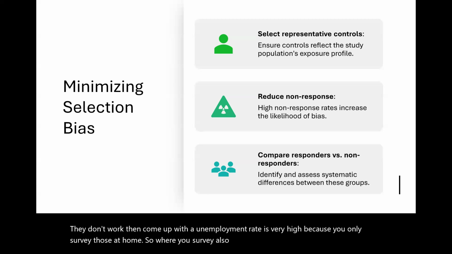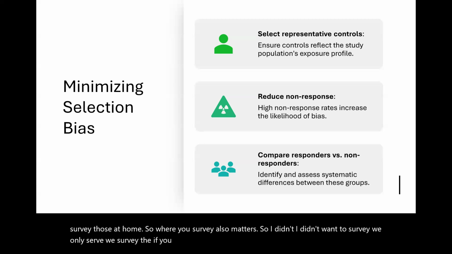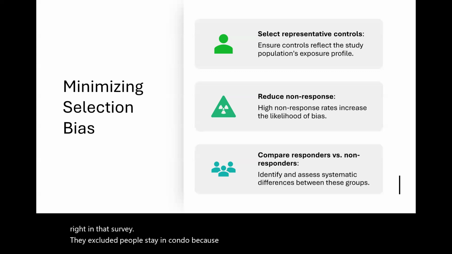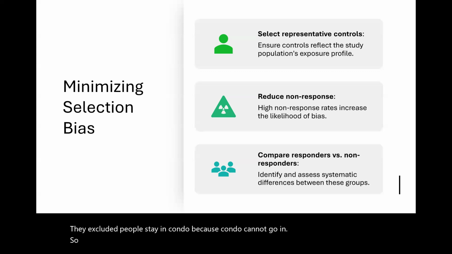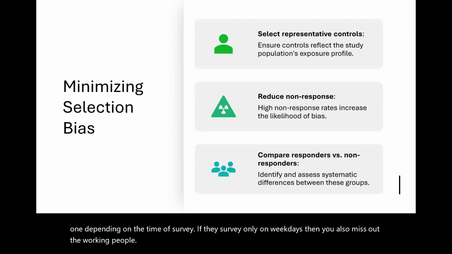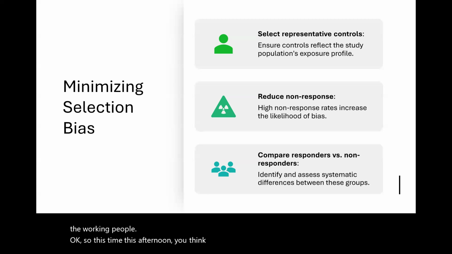So I think within our survey, if you ask Li Xia or Chun Wei, we survey people living in home, right? In that survey, they excluded people staying in condo because condo cannot go in. So there's a bias already. The bias is that they only survey people living in HDB. Okay, that's one. Depending on the time of survey, if they survey only on weekdays, then you also miss out the working people. Okay, so some things are something to think of. So everything can be applied.